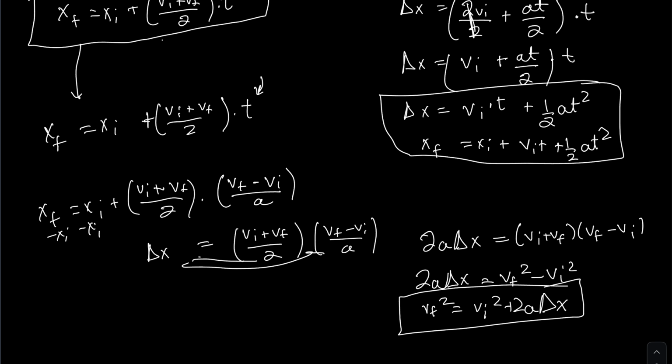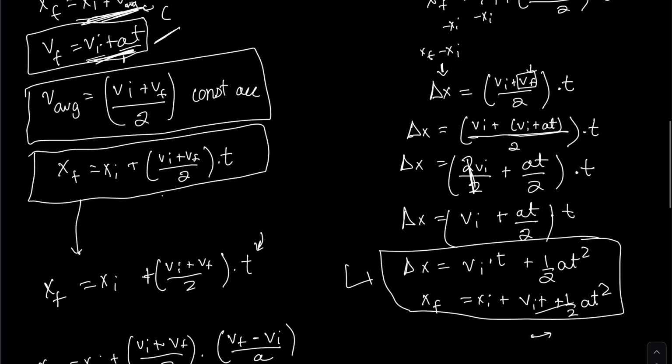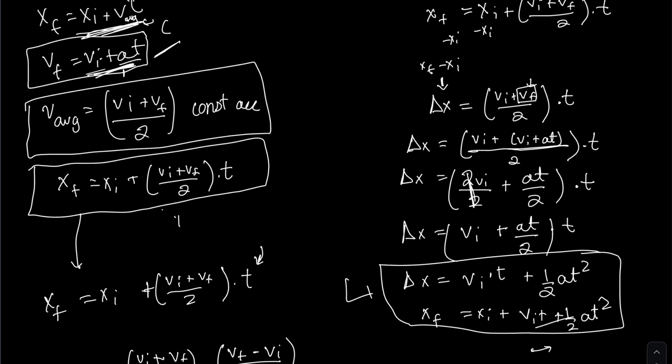So to review, VF squared is equal to VI squared plus 2A delta x. Then delta x is equal to VIT plus 1/2 AT squared, or XF is equal to XI plus VIT plus 1/2 AT squared. Then we have XF is equal to XI plus VI plus VF over 2 times t. V average is equal to VI plus VF over 2. And velocity final is equal to VI plus AT. And there you go. That's your big five derived.